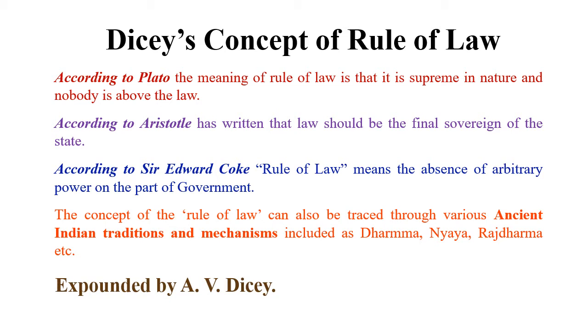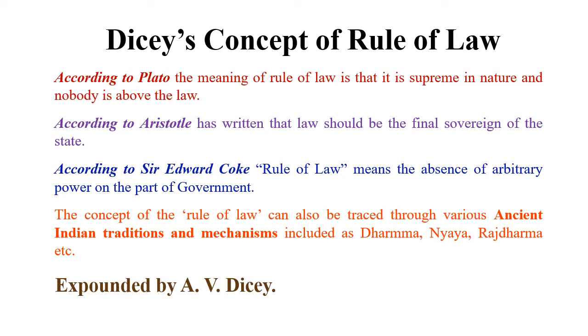According to Plato, the meaning of rule of law is that it is supreme in nature and nobody is above the law. According to Aristotle, law should be the final sovereign of the state. According to Sir Edward Coke, rule of law means the absence of arbitrary power on the part of the government.